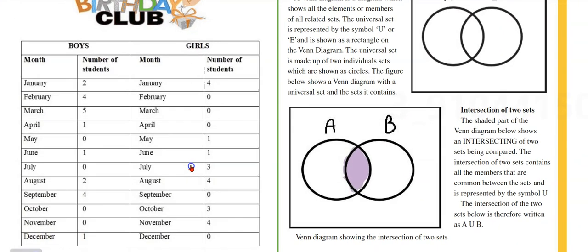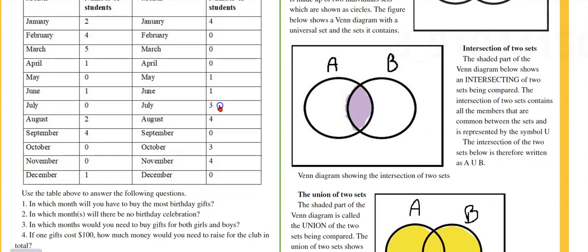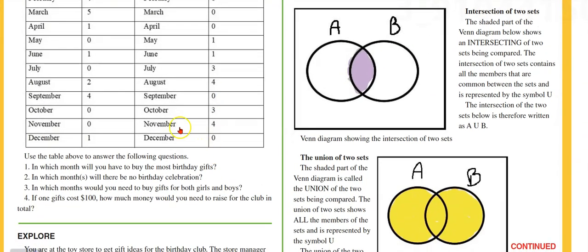For the girls, we have January, 4. February, March, and April, no girl is celebrating a birthday. May, we have 1. June, we have 1. July, 3. August, 4. No girl celebrates a birthday for September. October, 3. November, 4. And December, again, no girl celebrates a birthday.